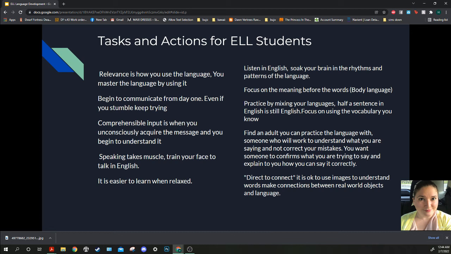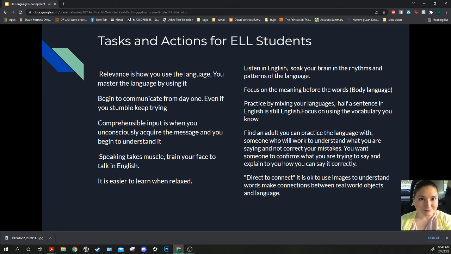There are also many different ways that I explain to my students, such as listening to English, making sure they soak their brain in the rhythm and the pattern of the language. Focus on meaning before the words, so understanding the body language when somebody is speaking, understanding what the word itself means and how it is utilized. So building the vocabulary through that understanding. I can tell you a word 500 times, but if you don't understand what that word means, you will never use it when you speak.